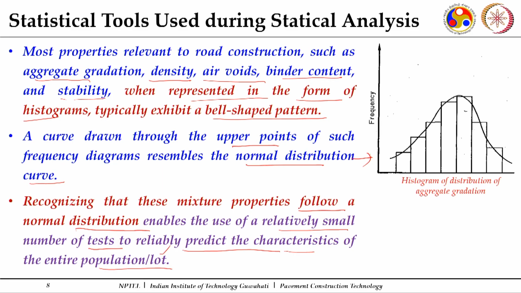In that particular one lot, we may divide the job into smaller sections from where we can pick up the samples for our testing, or we can do the test. That will form our sublots. So, with a smaller number we are able to reliably and in a confident manner predict the characteristics of the entire lot. That is what is required through this statistical analysis.